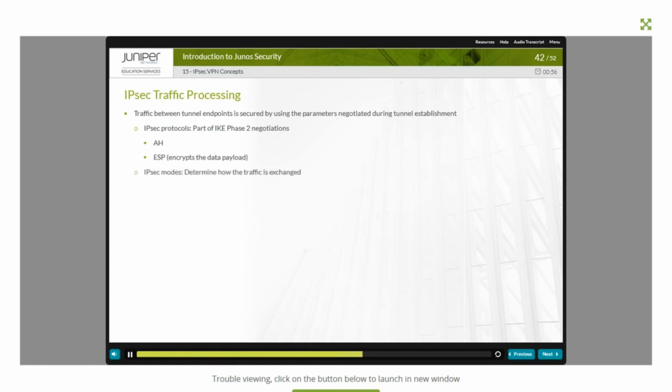IPsec handles the payload using one of two modes: transport mode or tunnel mode. Transport mode is generally used for remote access VPNs, where the end-user devices are creating the VPN. Tunnel mode is used for site-to-site VPNs, where the gateway devices are creating the VPN. We discuss each mode later in the chapter.